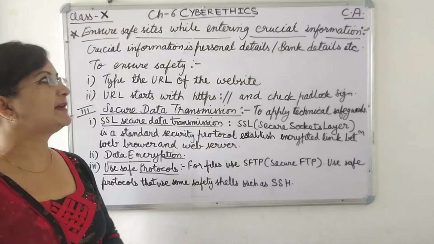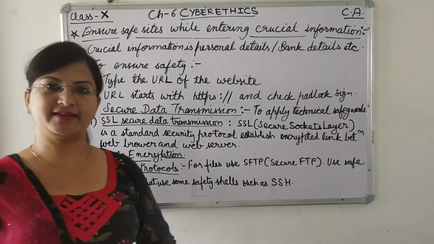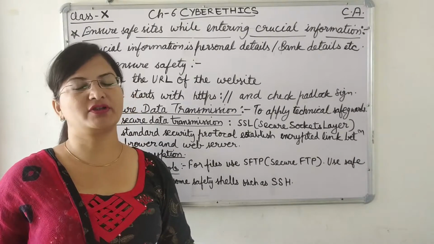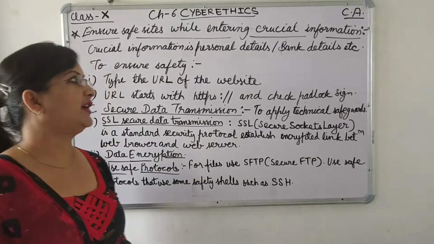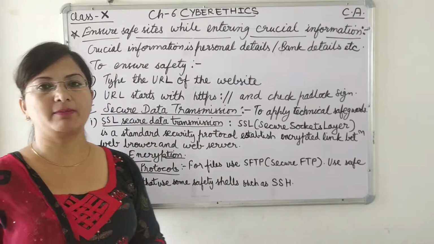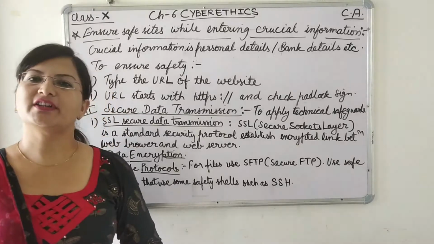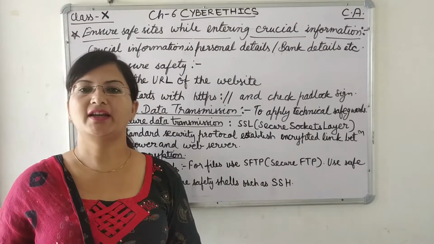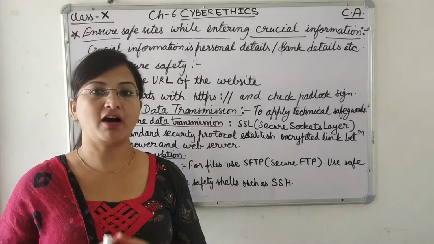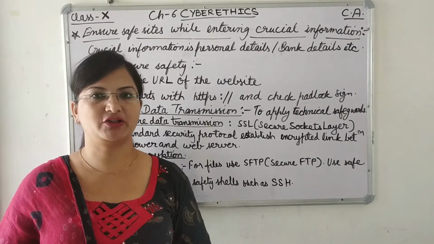We will continue the same chapter, chapter 6, Cyberethics, and we were discussing various cyberethics for e-commerce. So here now we will study about crucial information. What is crucial information? The information that should not be leaked, because that information will be our personal information and can be misused.